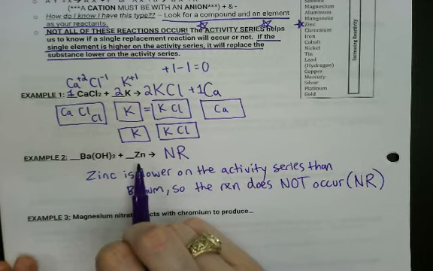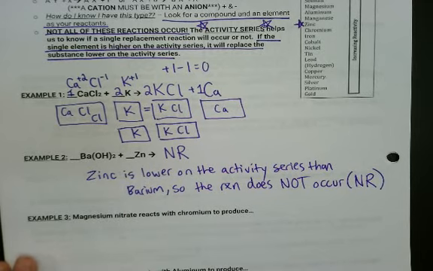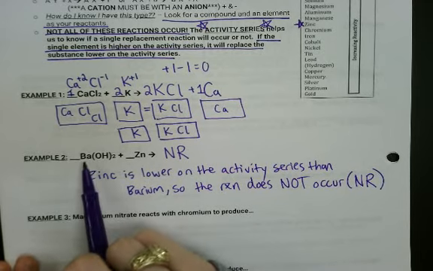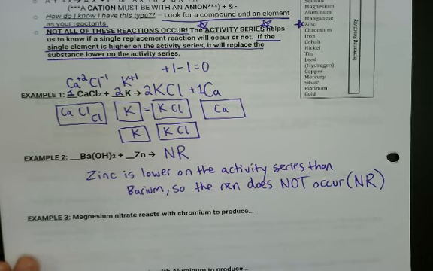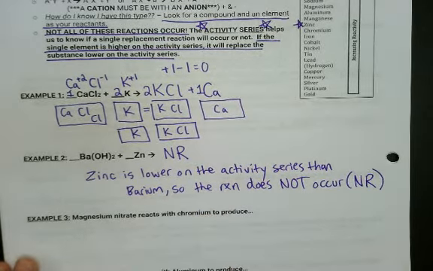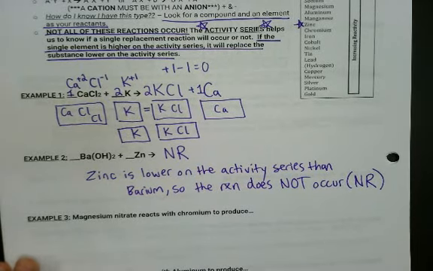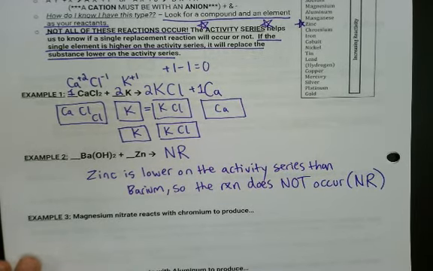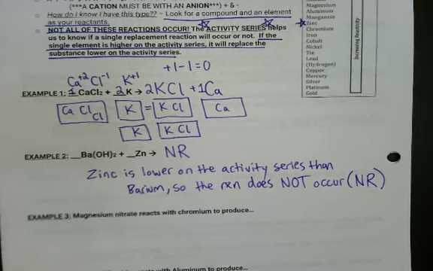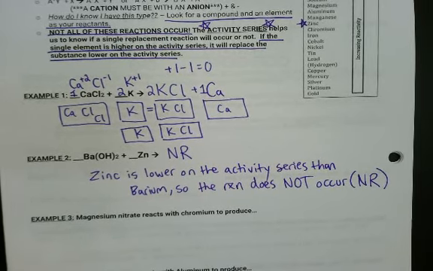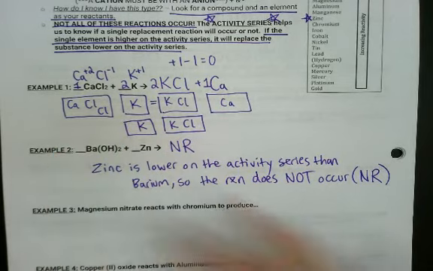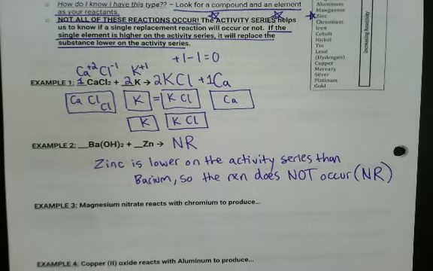If your single element is lower on the activity series than your other metal over here, that reaction does not occur. So don't do all that extra work. Don't write out products for a reaction that is not going to happen. You can just write NR. And if it asks you to explain why, you can write something similar to what I just wrote there. So those were our first 2 examples. We don't need to worry about balancing since the reaction did not occur.